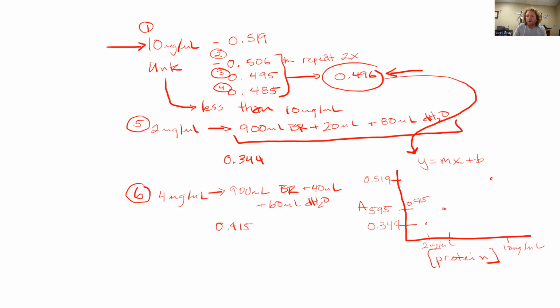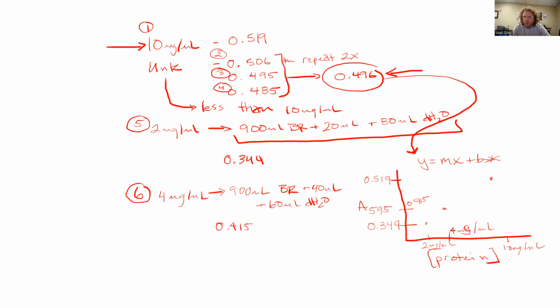Okay, now we have a third data point, something that looks like this, 0.415, and that would be 4 micrograms per microliter. Now we have another data point that's going to give us a unique and different y equals mx plus b. Again, you can plug in 0.496 as your y value, solve for x, get your concentration.